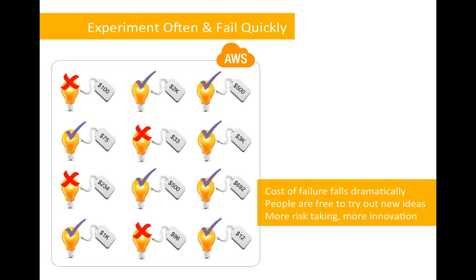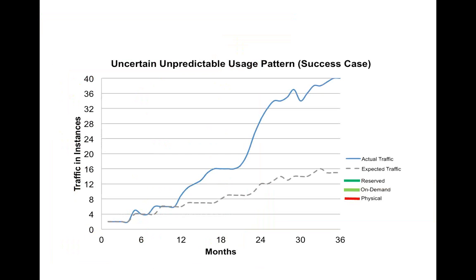Let's go on to another more positive scenario. Let's say you have an uncertain, unpredictable usage pattern. So again, the expected traffic, you can see you're expecting growth over 36 months. But the actual traffic, you see, is much, much higher than the expected traffic. So that's the blue line up here. In other words, you were fantastically successful, with much better traffic and throughput than was expected. So what is the most cost-effective way to price in something like that in this scenario?